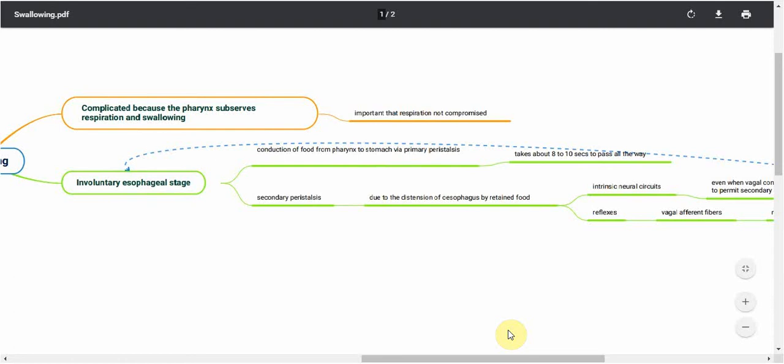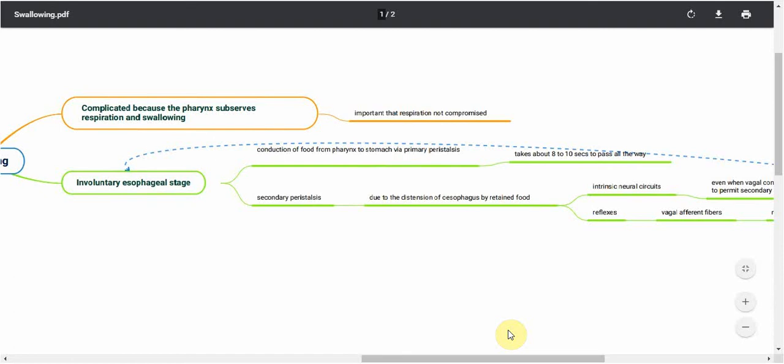Now does it stay over there? No. Normally if the person is quite healthy, what happens is that the distension caused by the food that was retained causes another peristaltic wave to develop at the site of the distension and move downwards. Now there are two possible mechanisms, both probably work together: an intrinsic neural circuit involving just the myenteric plexus of the esophagus itself, and sometimes involving vagal afferents. Right? Both of them probably work together.